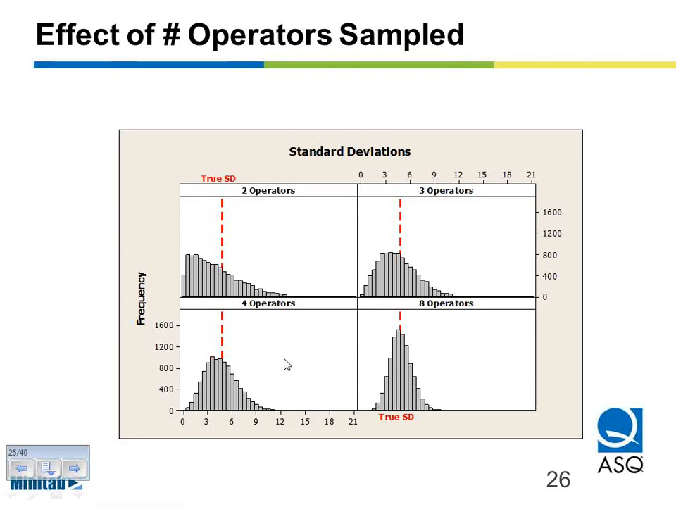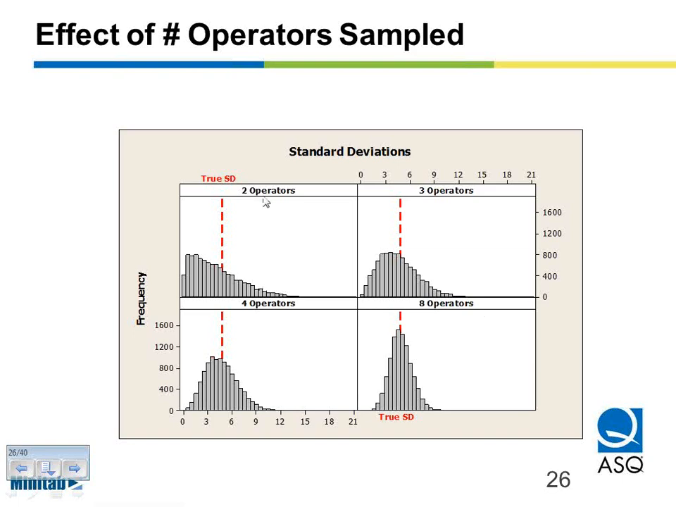So here we see different sampling plans. The true value that we used for sigma operator was 5. So to generate each of these data sets, we use sigma operator as 5, and then we tried 4 different sampling plans. We tried 2 operators, 3 operators, 4 operators, which are very, very common, typical values used in gauge R&R. And then we tried a number of operators a little bit beyond what most people use for gauge R&R. We tried 8, just to see what the effect of 8 operators was on our estimate.